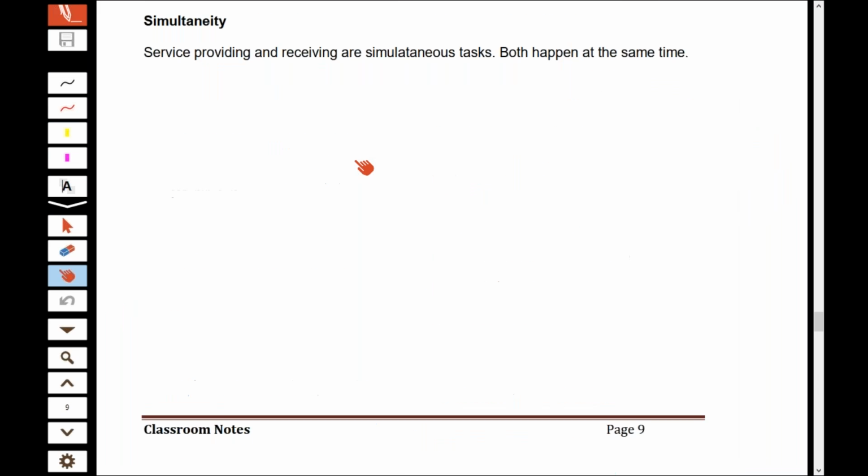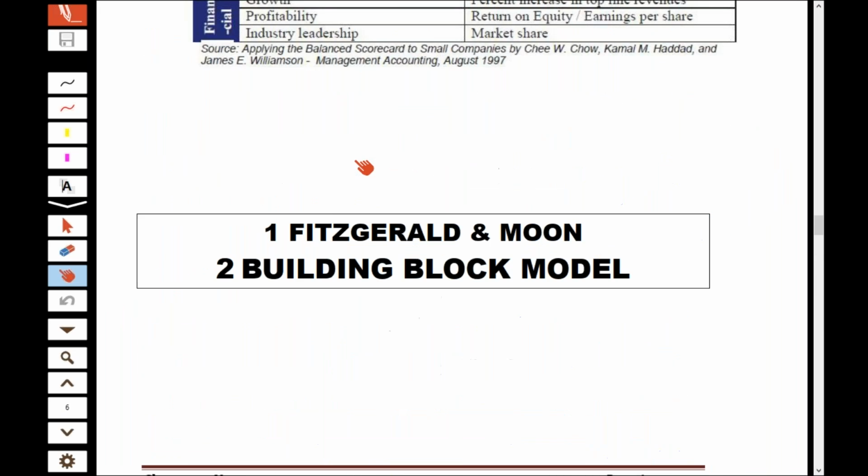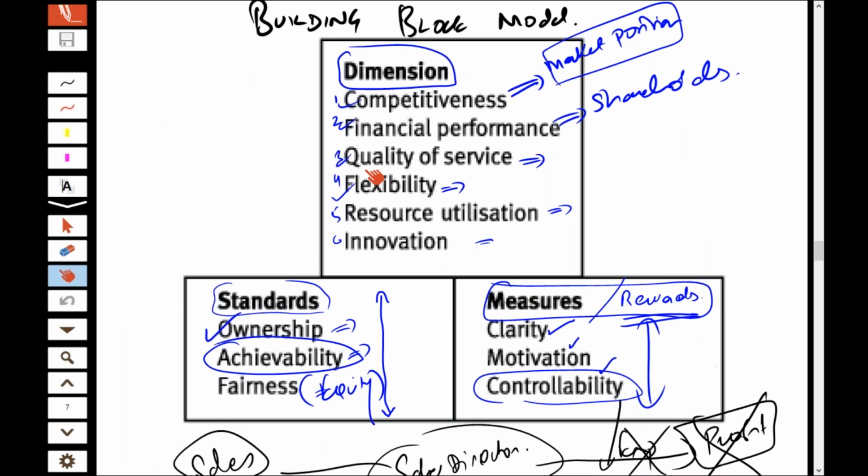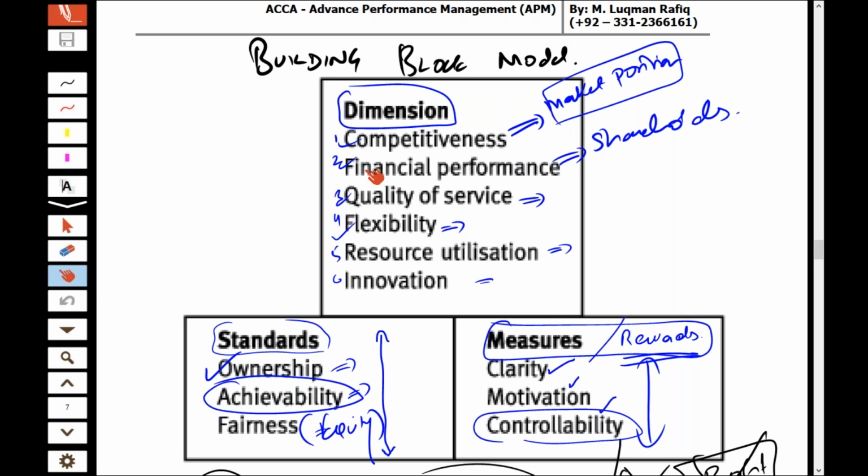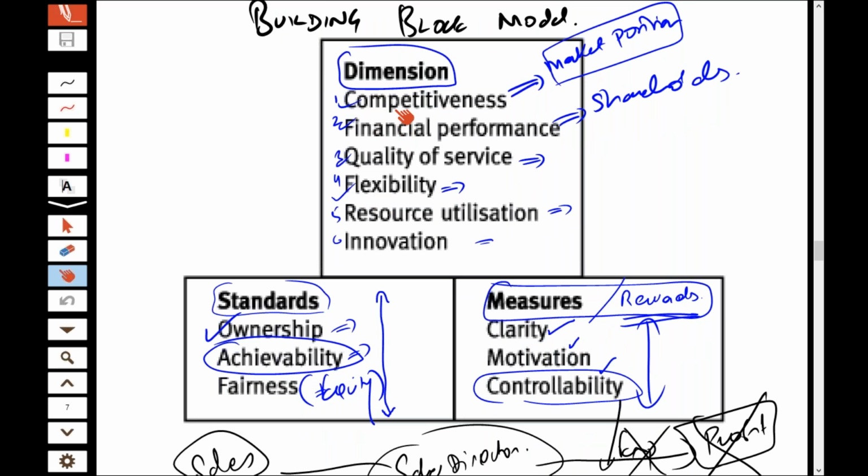So that was basically the building block model. From the building block model's perspective, I told you that it is one of those models that tells you that you have to measure the entity's performance using these six dimensions: competitiveness, financial performance, quality of service, flexibility, resource utilization, and innovation. I did discuss the various types of indicators that could be introduced in order to measure all of these.